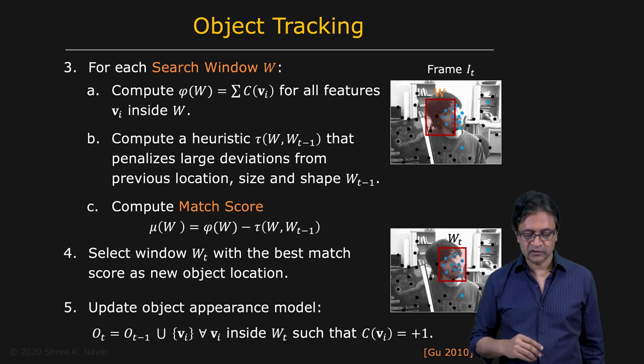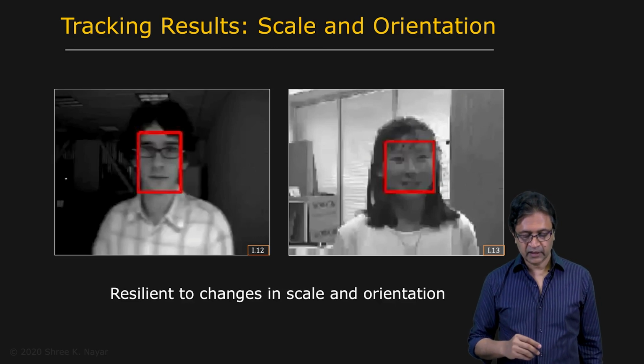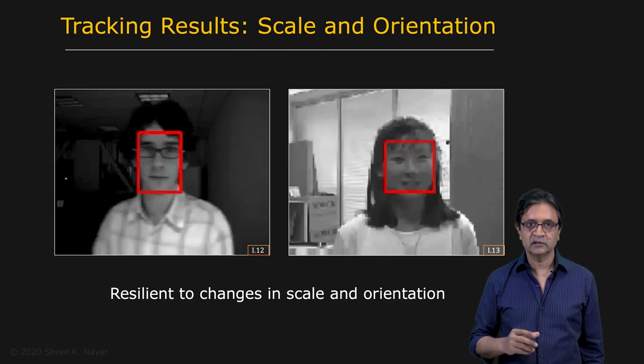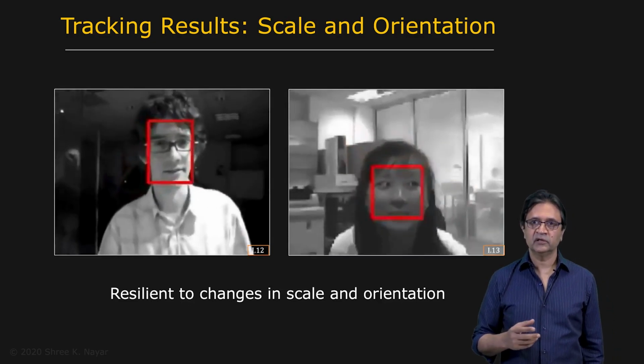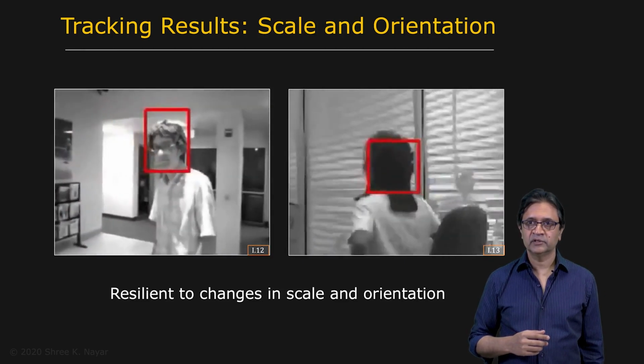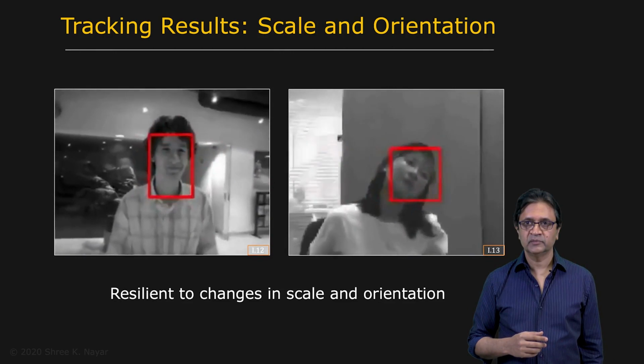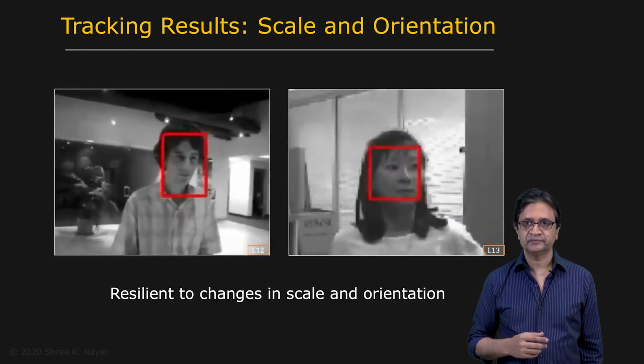So let's see how well this works. Here are two examples, and you'll see here that the method is fairly resilient to changes in scale as well as orientation. On the left here, you'll see that the lighting changes quite a bit. On the right, the person's even spinning around and is being successfully tracked.